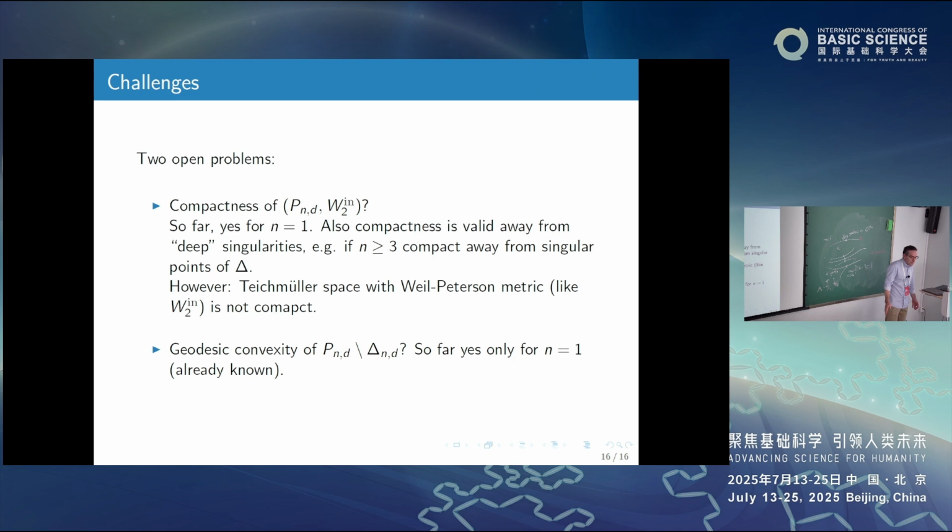Because you have no way of controlling the geometry of your deformation. So the positive part is that there is a natural distance, the W2 distance, that seems to have an important role in these things. That's that.